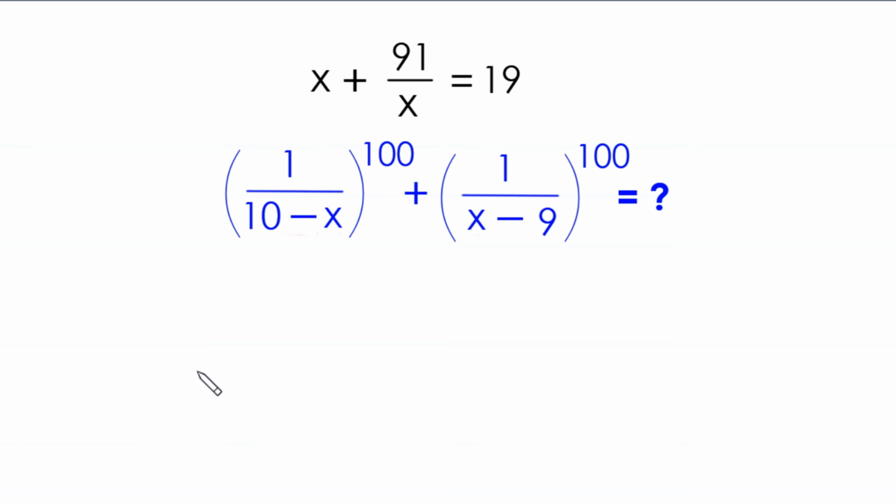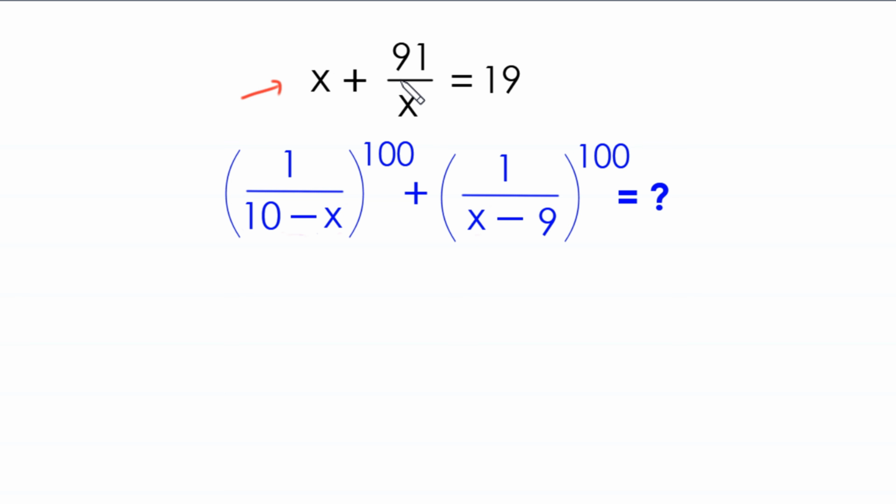Hello everyone, welcome to how to solve this very nice algebra equation: x plus 91 over x equal to 19, and our job is to find the value of 1 over (10 minus x) whole to the power 100 plus 1 over (x minus 9) whole to the power 100. So let's start. First we start from this equation.